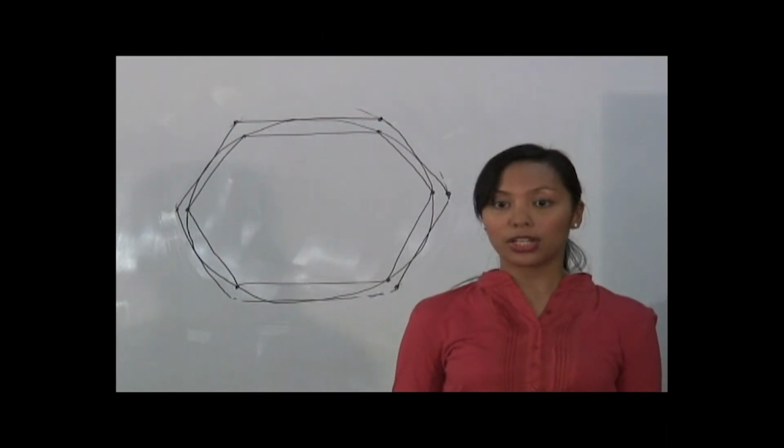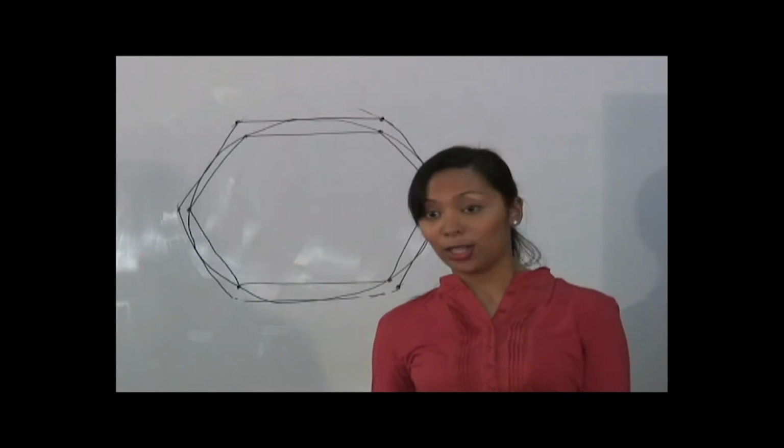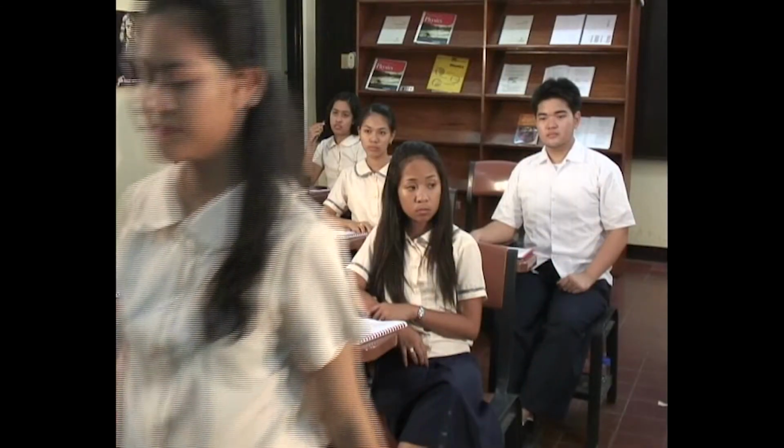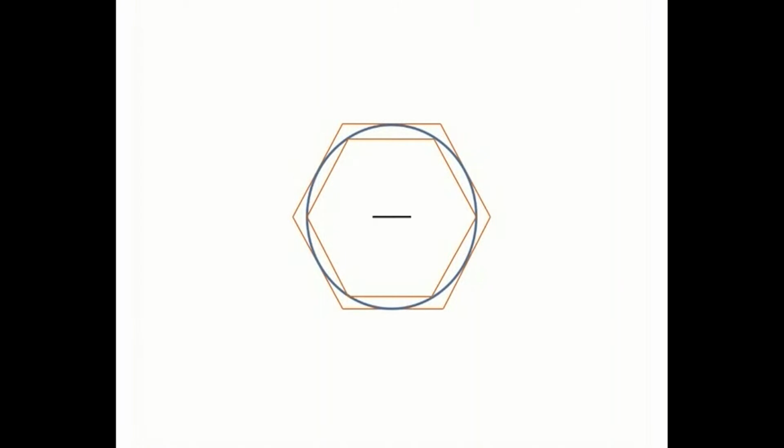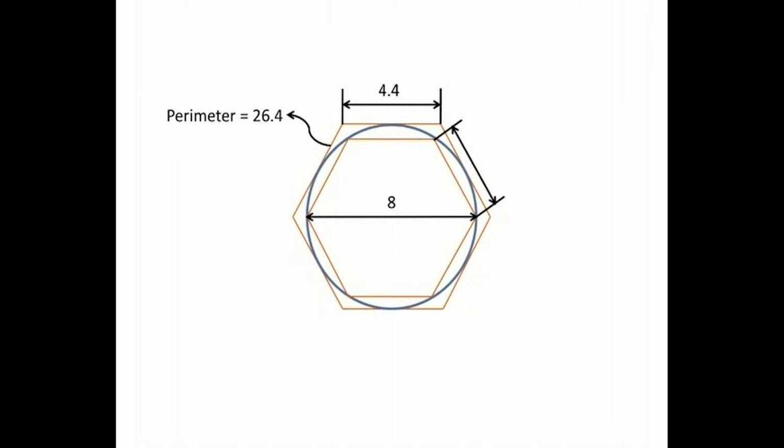Let's now measure the diameter of the circle and the perimeters of the two hexagons. Can I have any volunteer? I'll do it, ma'am. Let's see. The circle has a diameter of 8 units. The larger hexagon has one side that is 4.4 units, which gives us a perimeter of 26.4 units, while the smaller hexagon has one side that is 4 units, which gives us a perimeter of 24 units.